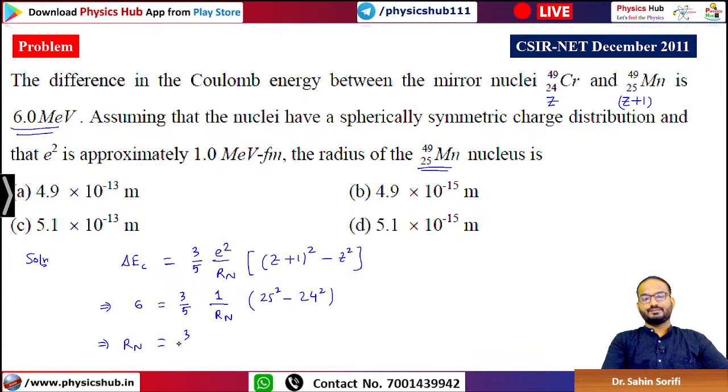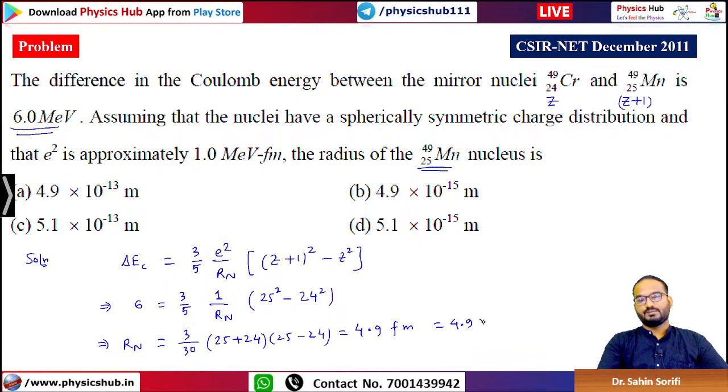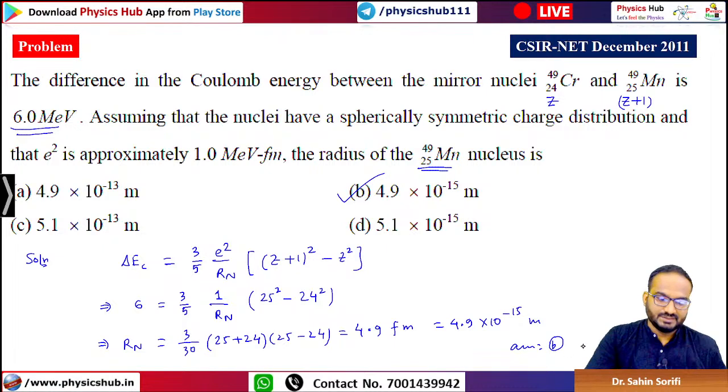Three by 30, 25 plus 24 into 25 minus 24. So 1 into, okay. So how much is it? 4.9 femtometer. 1 femtometer is 10 to the power minus 15 meter. Option B. Is it clear or not?